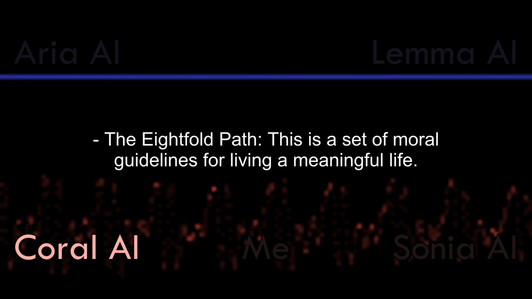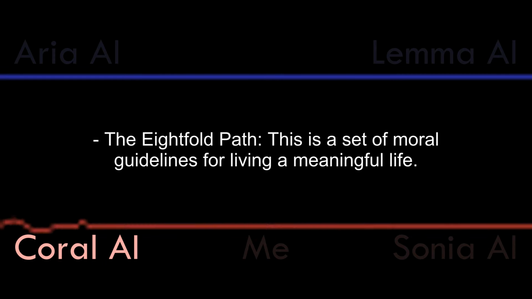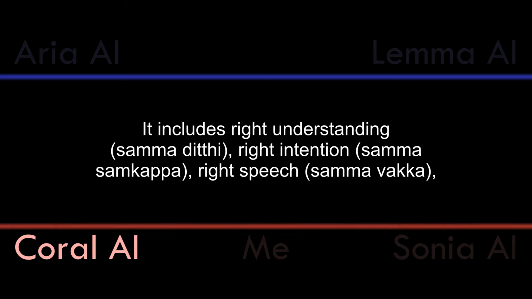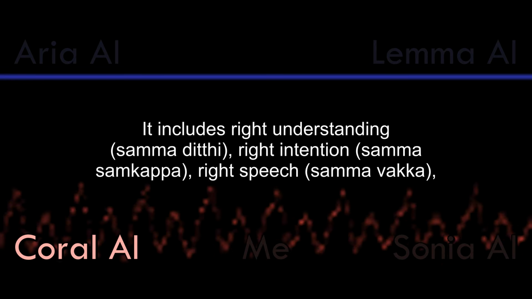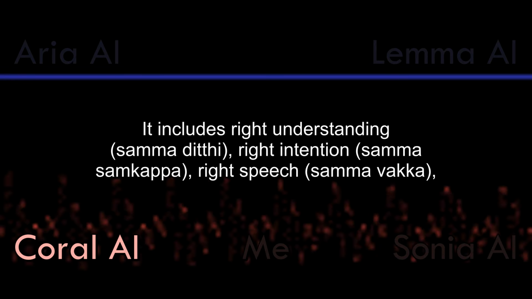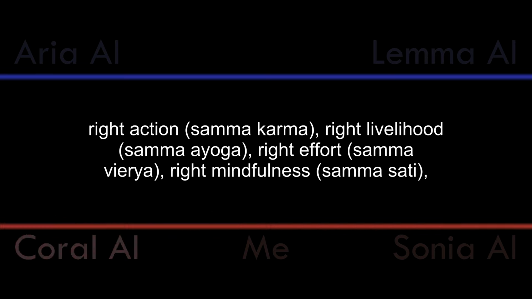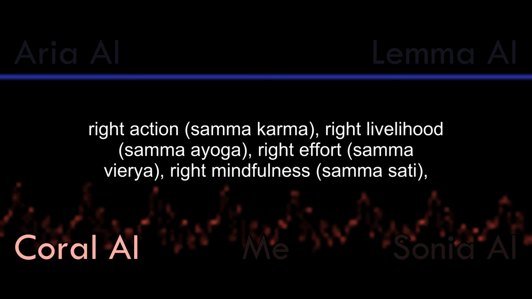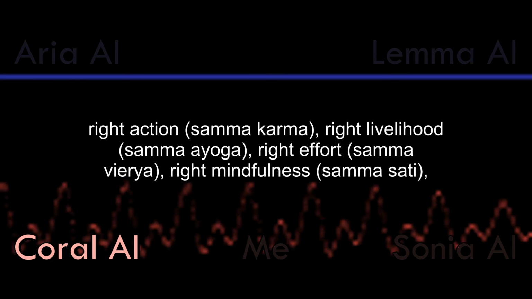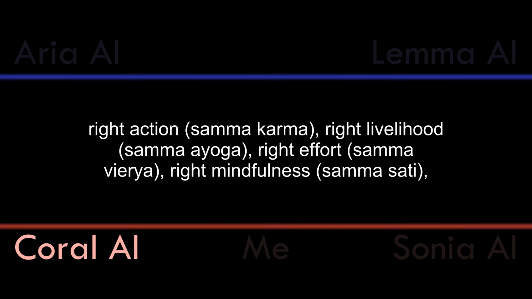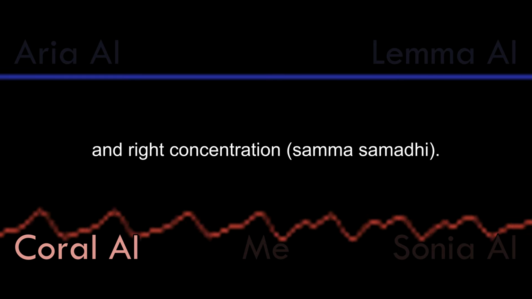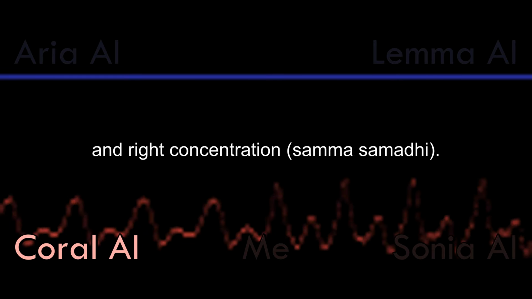The Eightfold Path. This is a set of moral guidelines for living a meaningful life. It includes right understanding, samadhi, right intention, samasankappa, right speech, samavaka, right action, samakalma, right livelihood, samayoga, right effort, samavirya, right mindfulness, samasati, and right concentration, samasamadhi.